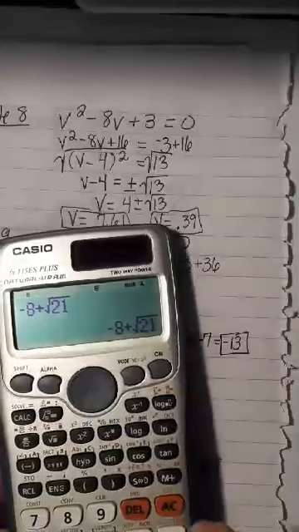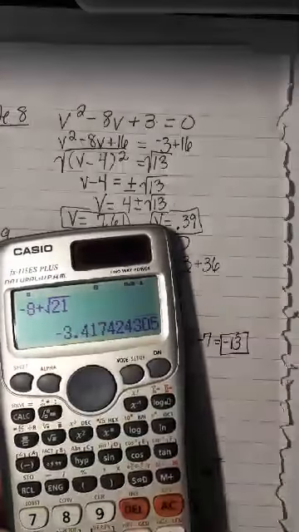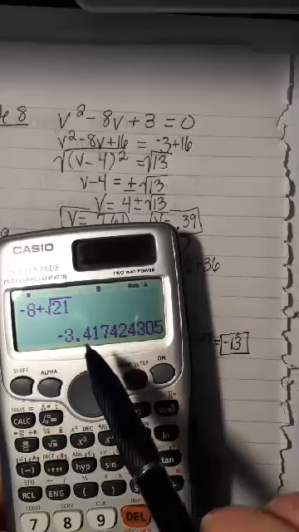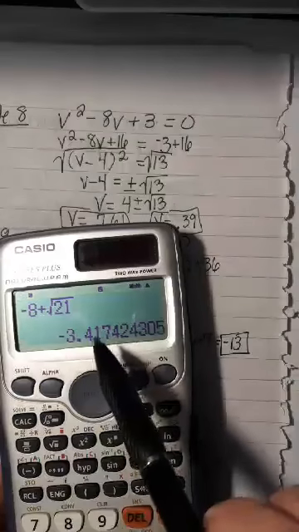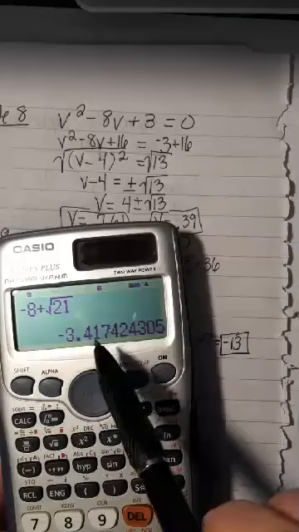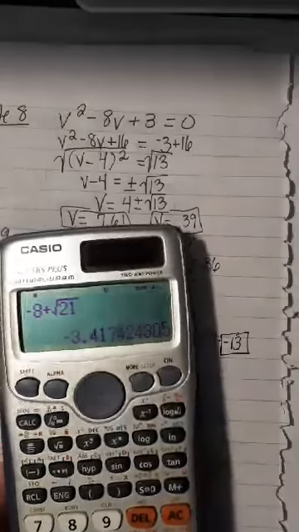And then we've got to use our SD key to get it to change to decimal. Rounding it to the nearest hundredth, negative 3.42. The 1 goes up to a 2 because that third number behind the decimal is 5 or higher. So negative 3.42.